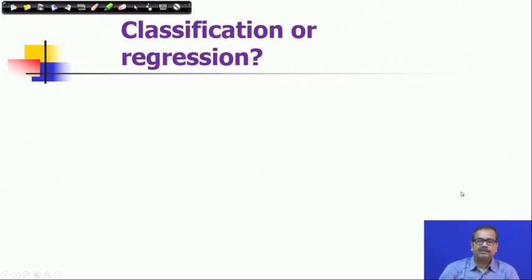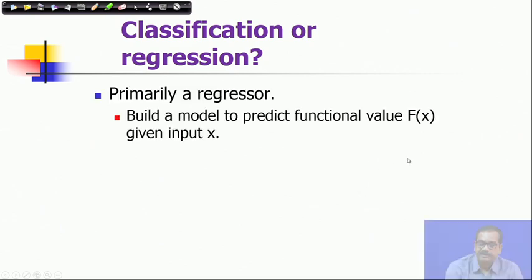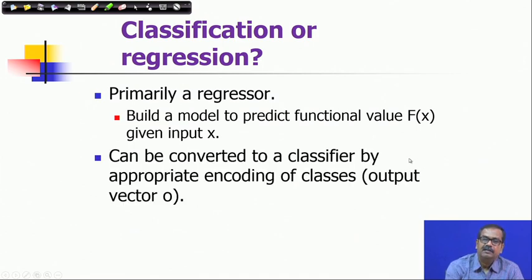One of the things we would like to mention here is that when you are using this artificial neural network model, whether it is a classification or regression model, you can see primarily it is a regressor. It builds a model to predict functional values given input x, but you can use this model also as a classifier by appropriate encoding of classes. That means your output vector would be those encoding of classes.